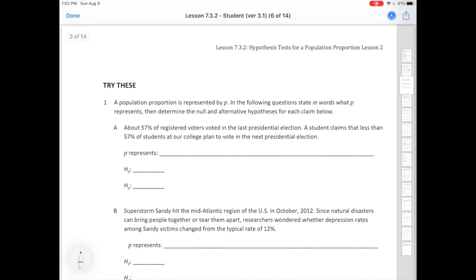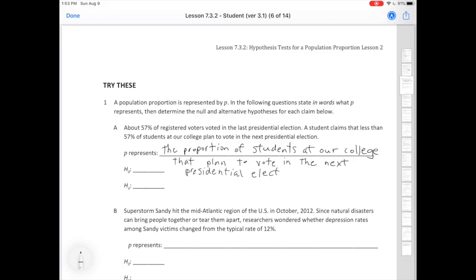So P is going to represent the proportion of students at our college that plan to vote in the next presidential election. Okay, so this is what P represents. And let's go ahead and try to fill out what the alternative hypothesis and the null hypothesis are.